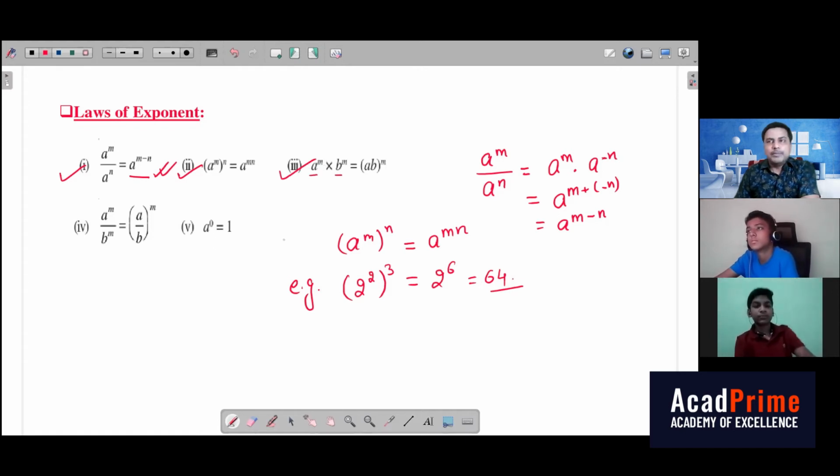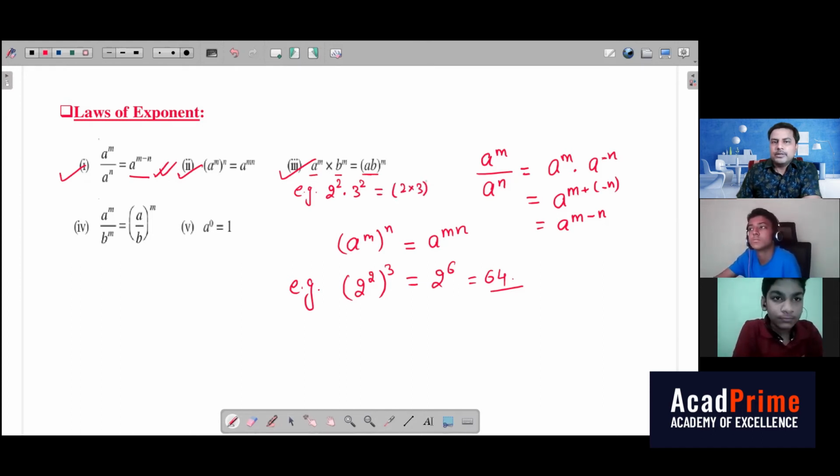The next law is that if it is a raised to the power m and b raised to the power m, that means here your bases are different in both. The base is different in both situations. Now we just multiply the bases, and the power will be given there. Just take an example: 2 raised to the power 2 into 3 raised to the power 2. That means we can write it as 2 into 3 raised to the power 2. From here 2 into 3 is 6, so 6 raised to the power 2, that is equal to 36.